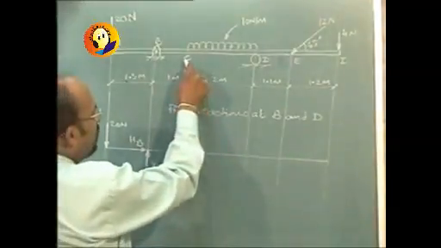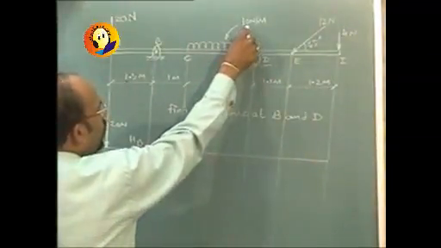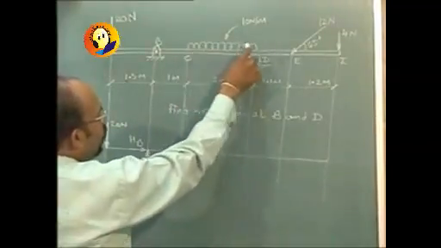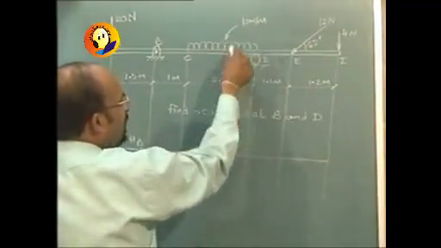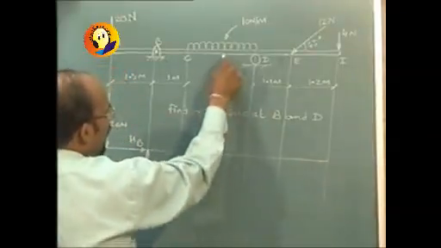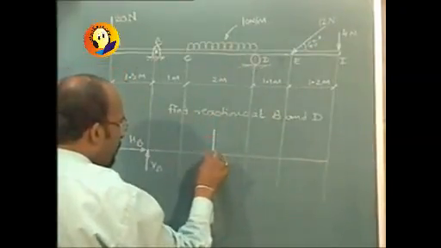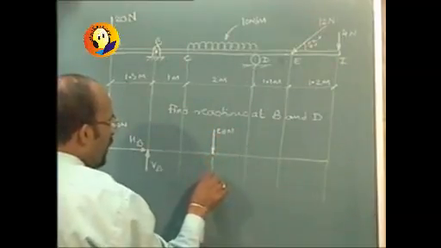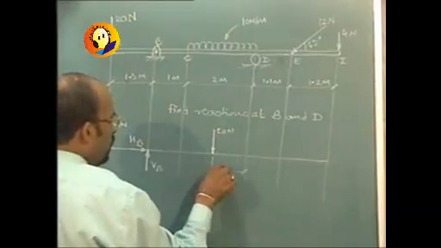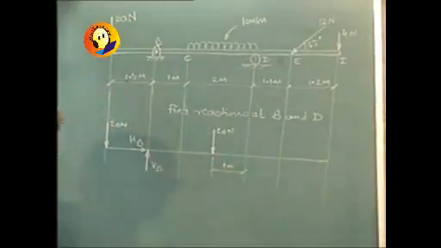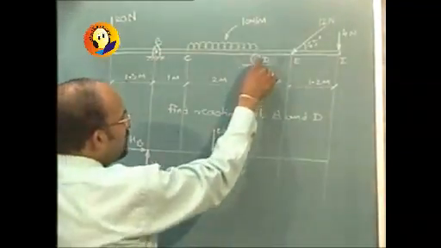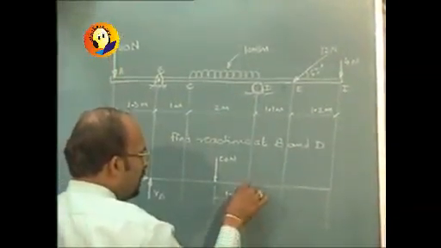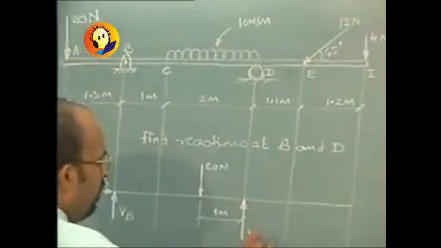Then observe that from C to D there is a load of 10 newtons per meter for the length of 2 meters. So the total load will come out to be 10 into 2, that is 20 newtons acting at the center. So one more 20 newton load is coming, which will be acting at a distance equal to 1 meter. Then the support reaction at D is a roller support, so only a vertical reaction VD.